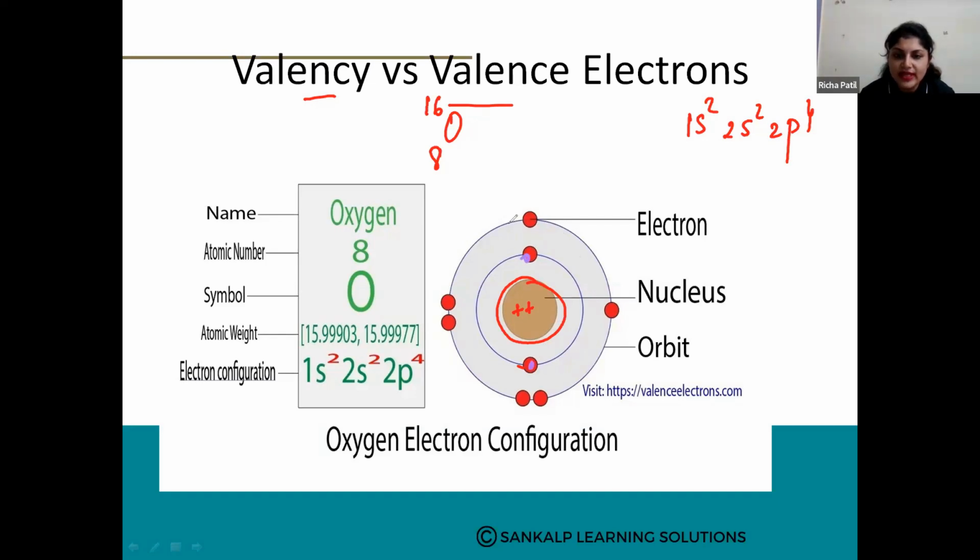Then it goes to the next shell. The number of electrons that can be filled in the next shell is 8. But the number of electrons available in oxygen here is 6: 1, 2, 3, 4, 5, and 6. So there are 6 electrons filled in the next orbit.